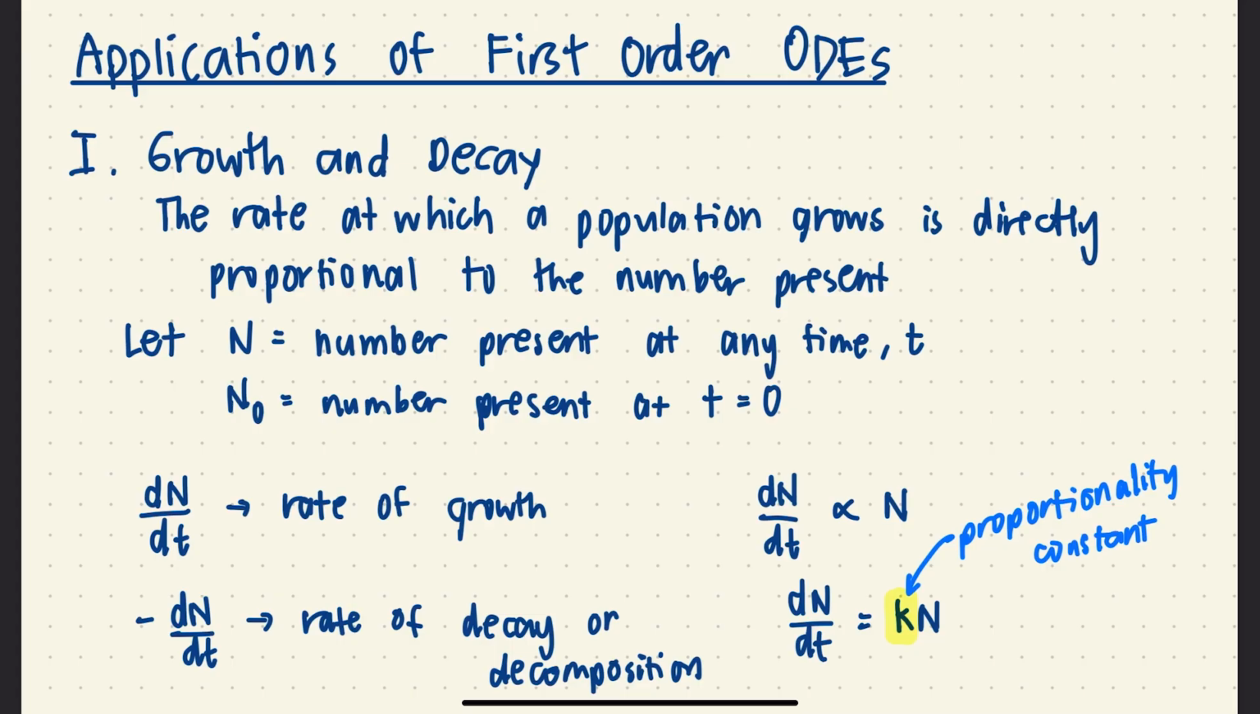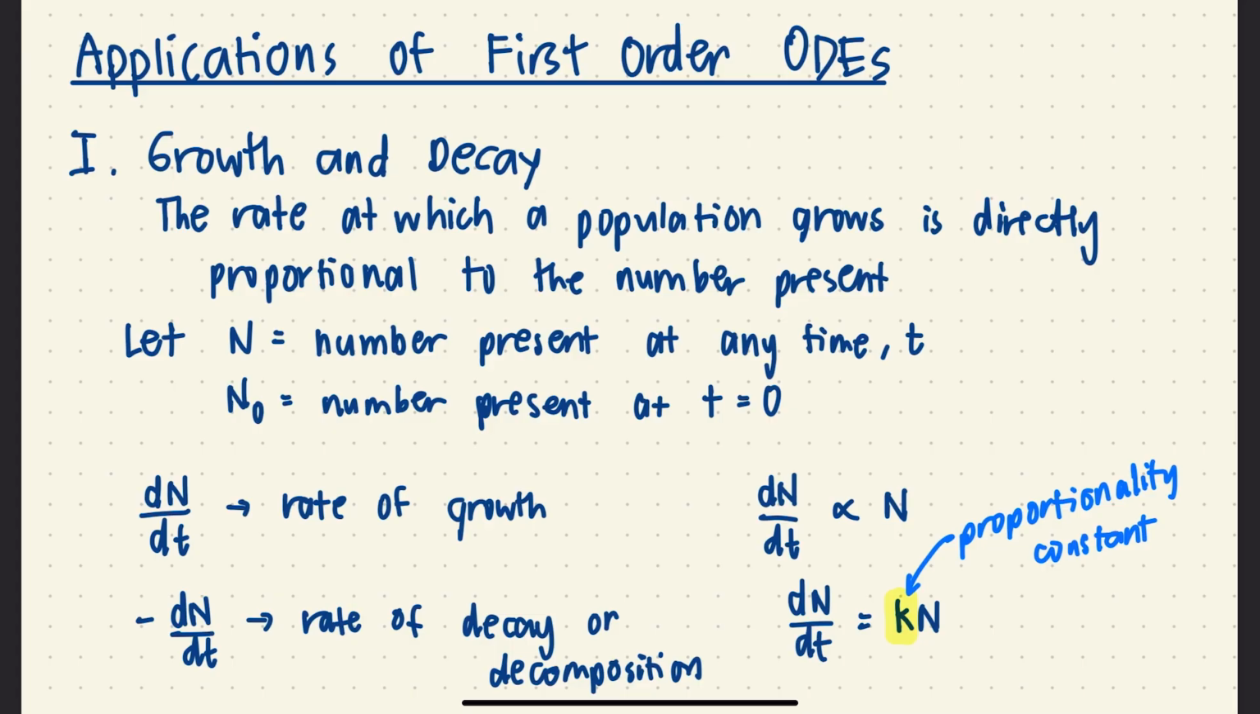We let n be the number present at any time, and then n sub o is the number present at time zero, or at the start, or initial. Take note the relationship dn over dt, this is your rate of growth, then it becomes negative dn over dt if it's the rate of decay or decomposition, meaning the number decreases.